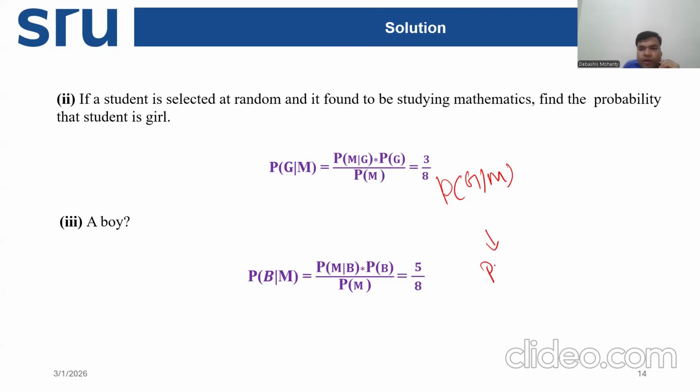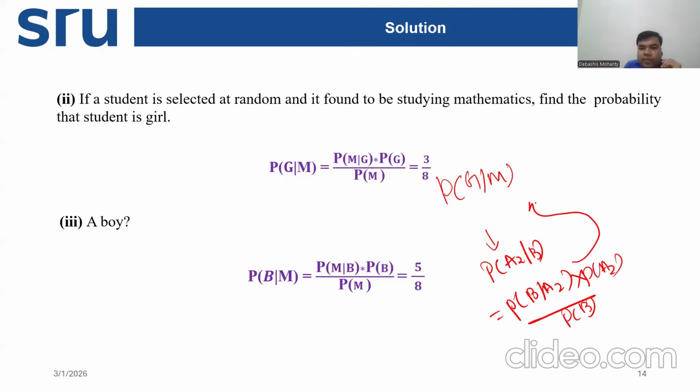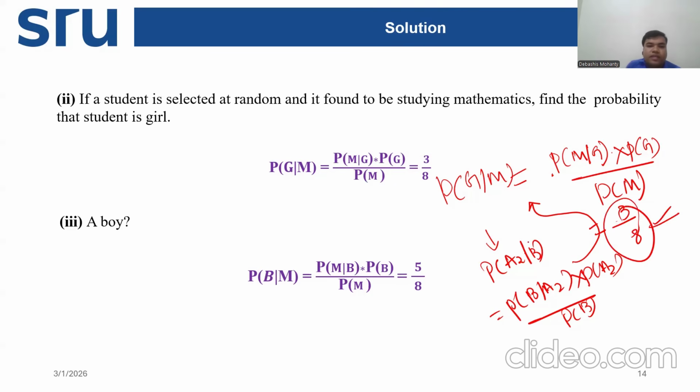Normally we know the formula: probability of A2 divided by B equals the probability of B divided by A2 into the probability of A2, divided by the probability of B. A similar procedure we need to apply here to calculate the probability of a girl studying mathematics: the probability of M divided by G into the probability of G, divided by the probability of mathematics. The same formula we are applying. We already have the probability of M divided by G, the probability of G and the probability of M, so we will find the answer, which is 3 by 8.